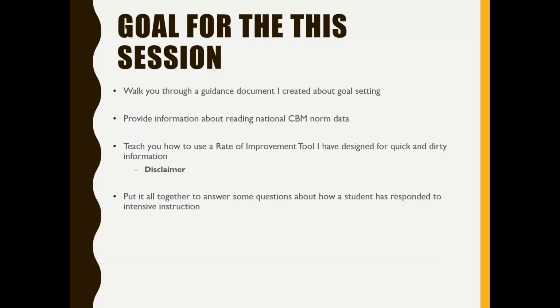And then basically at the end, we'll put it all together to answer some questions about a student and how they've responded to intensive intervention. So we'll go through, in teaching the graph, I'll show you each little portion of it, and then we'll see it with some student data, and we'll be able to analyze what the response has been, and then what it'll show you at the beginning as well, which is kind of nice.